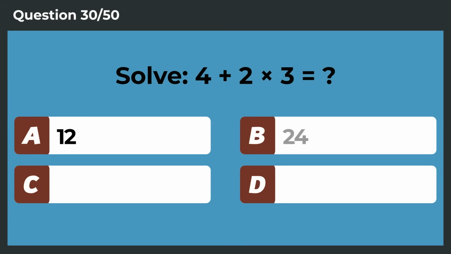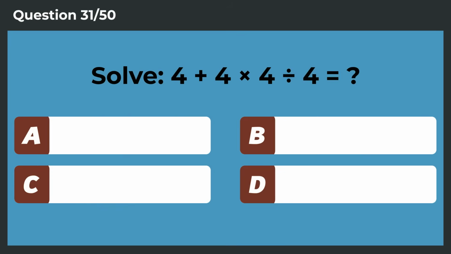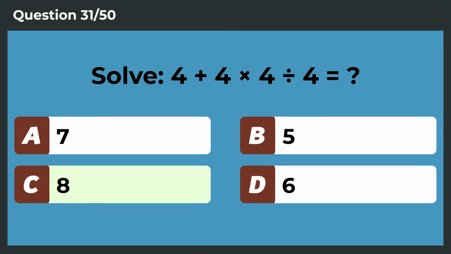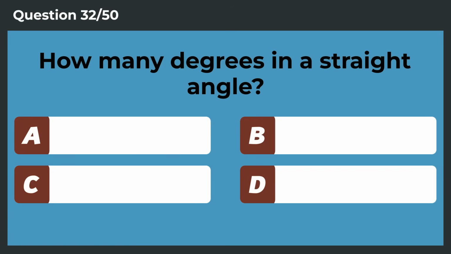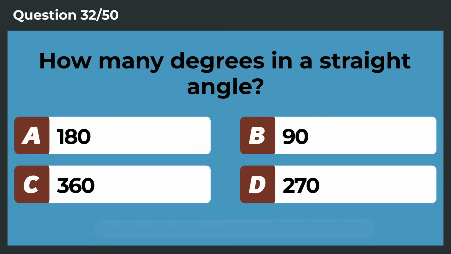4 plus 2 times 3? 10. What does 4 plus 4 times 4 divided by 4 equal? 8. How many degrees in a straight angle? 180.